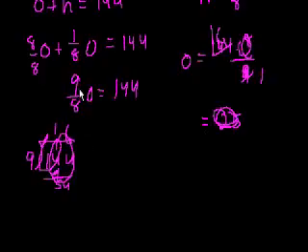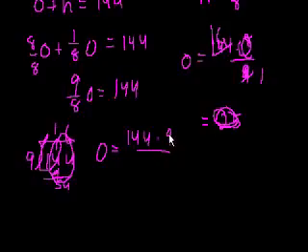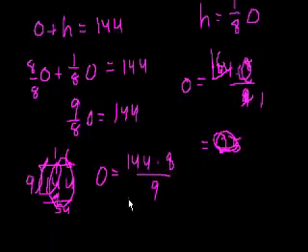Maybe I need to take a rest. 9/8 oxygen is equal to 144, so oxygen is equal to 144 times 8/9. Oh, I was doing it right. So where was my mistake? Okay, 144 times 8/9, I just made a mistake at the very last step. 9 goes into 144 16 times.